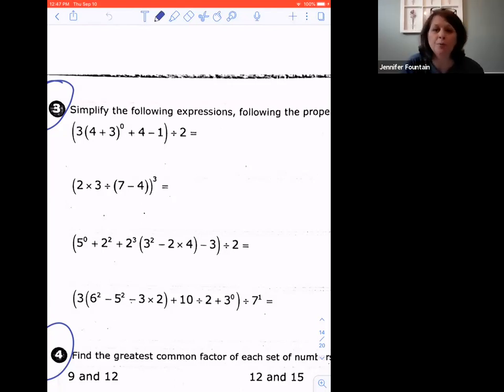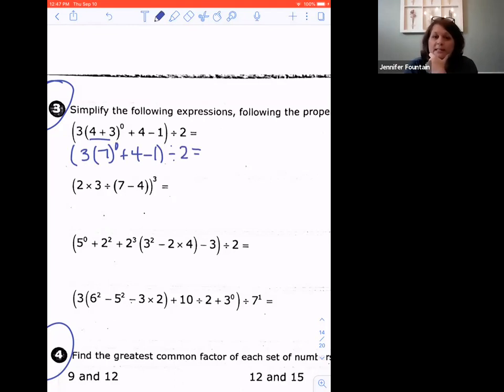All right, so we learned that we have to deal with our parentheses first. And so when we have parentheses inside parentheses, we move into those and do those first. So our first thing is 4 plus 3. So I'm going to have 3 times (4 plus 3 is 7) to the 0 power, plus 4 minus 1 divided by 2. Okay, so let's take a look at that.